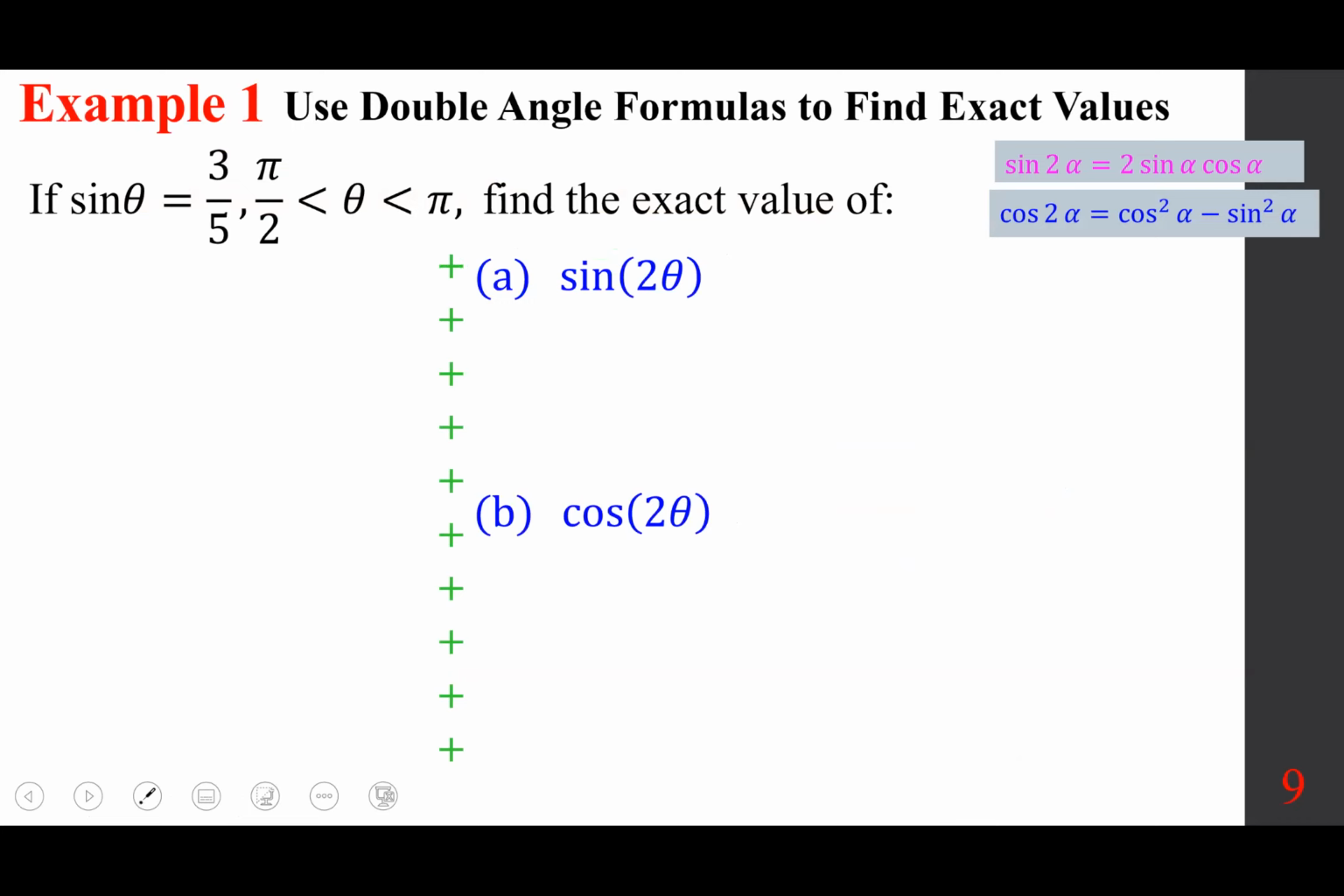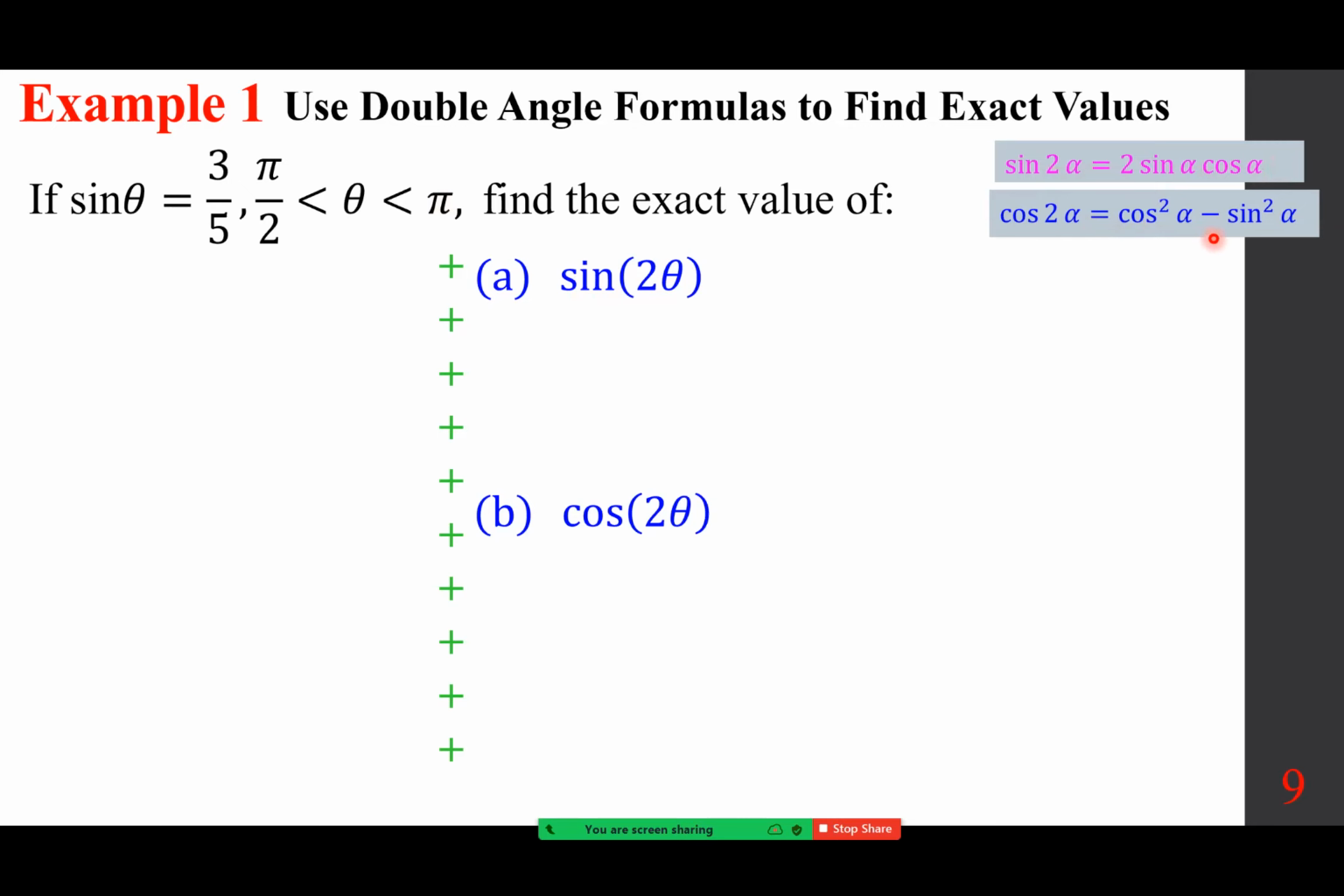We have sine theta equals 3/5. Theta is between pi/2 and pi. And we want to find the exact value of sine 2 theta. And I'm reminding you that, for example, sine 2 alpha is 2 sine alpha cosine alpha.